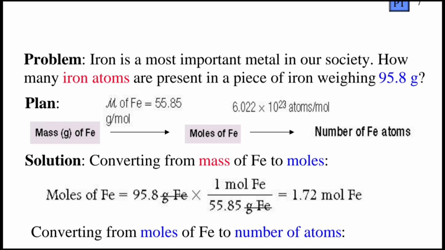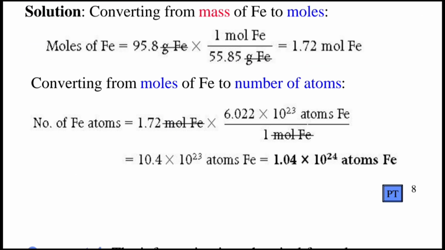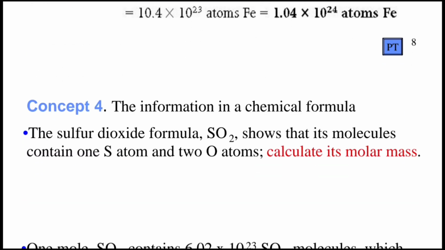Another problem here: iron is the most important metal in society. How many iron atoms are present in a piece of iron ring? You can see the calculations here, the same formula used here. We find atoms with the same formula, like we discussed earlier.